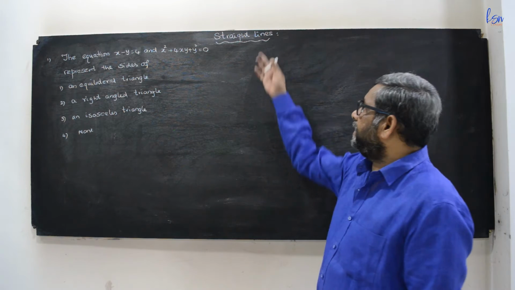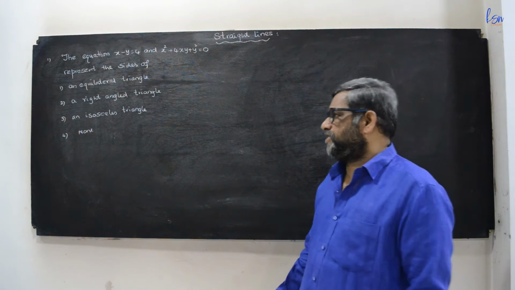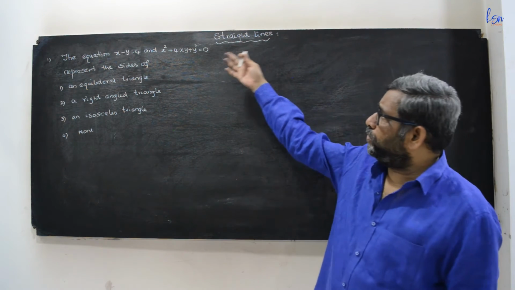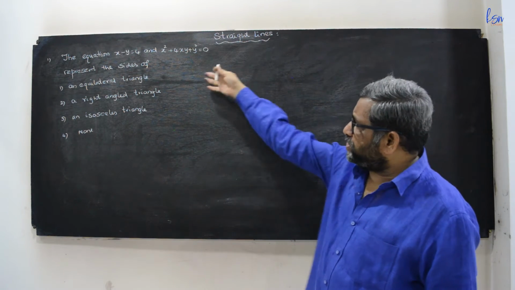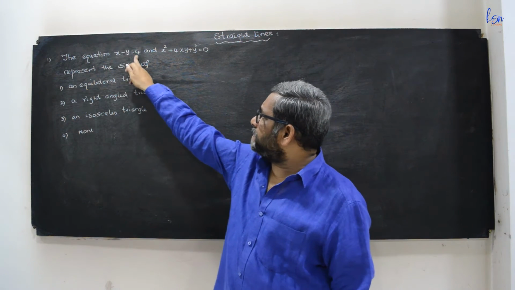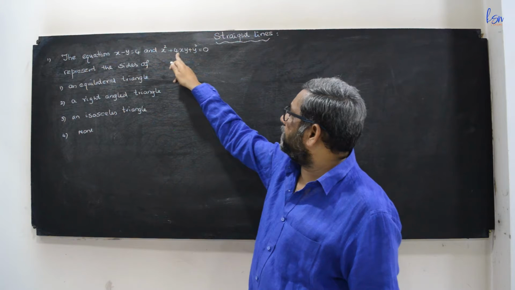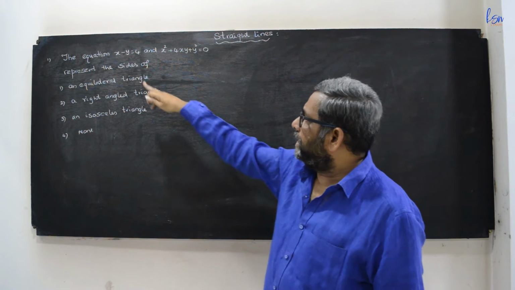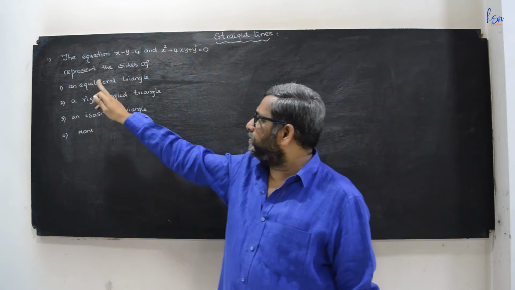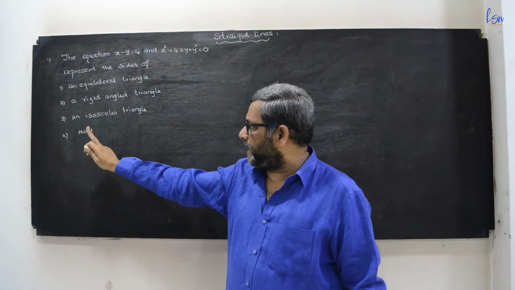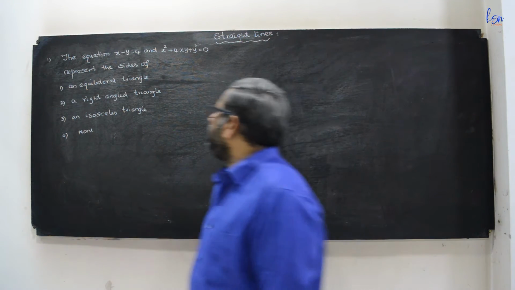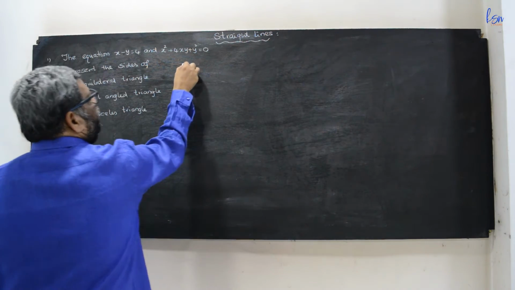Today we will discuss a few problems on straight lines, which includes the combined lines and all. So the first question is: the equations x minus y equal to 4 and x square plus 4xy plus y square equal to 0 represent the sides of an equilateral triangle, a right angle triangle, or an isosceles triangle. Now we'll consider the solution.